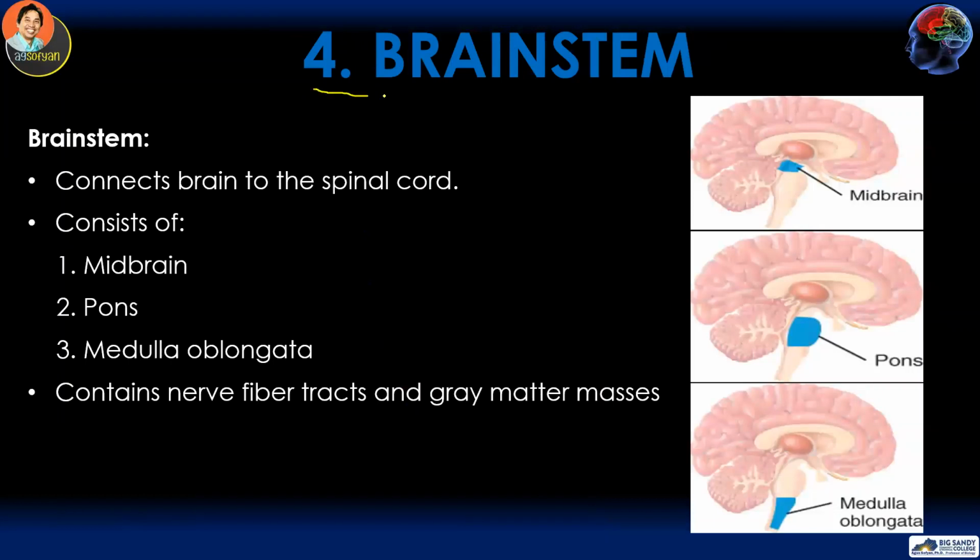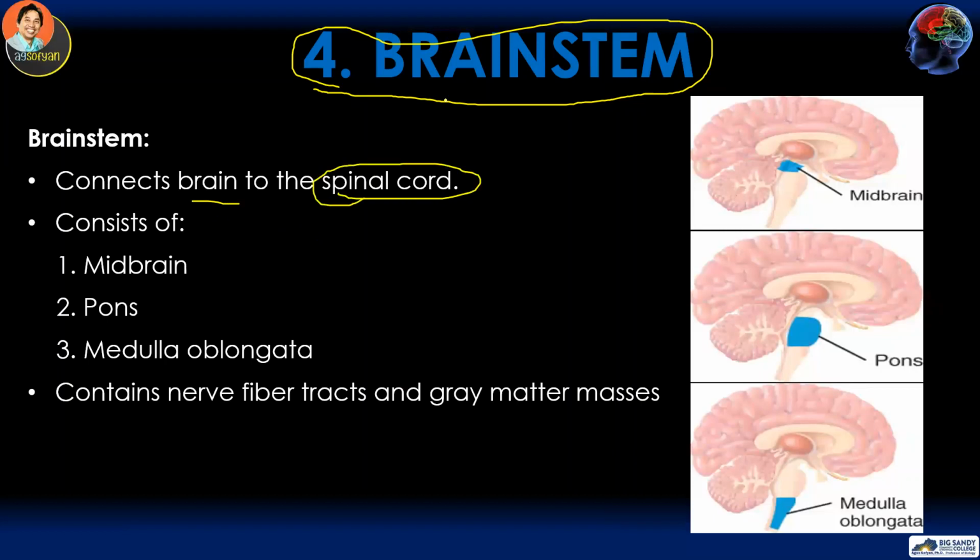And the last one, the last part of the brain, is called the brain stem. Okay? This is the one that connects the brain to the spinal cord. And this area has a very important function, especially for the ANS, the autonomic nervous system, because this is the one that controls our breathing, our heart beating, sneezing, coughing, and other things that we do automatically, mostly controlled in this brain stem.